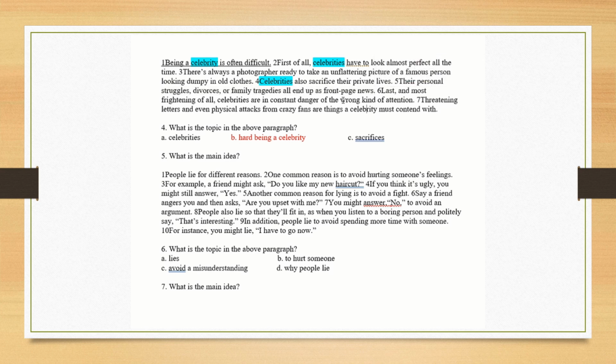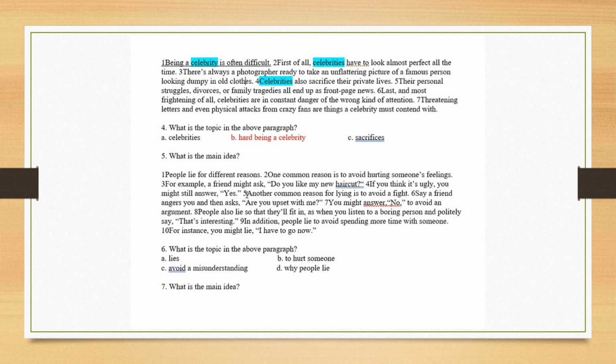The paragraph talks about it being difficult being a celebrity, and it talks about how they must look perfect because they don't want to look dumpy. They sacrifice their private lives, and it also talks about them being in danger of being stalked. So sentence 1 is the main idea.